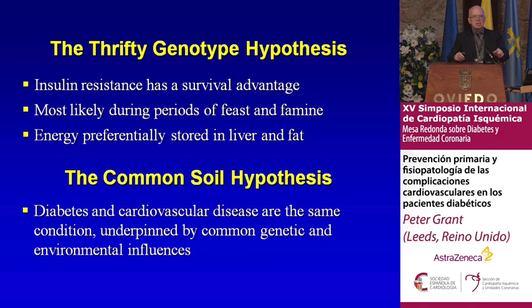A couple of hypotheses relate to the development of type 2 diabetes and cardiovascular disease. The thrifty genotype hypothesis was put forward in the 1960s by Neel, and he said that insulin resistance must have a survival advantage because it was so common, most likely related to periods of feast and famine historically. The common soil hypothesis says that diabetes and cardiovascular disease are the same condition. And what I hope to show you in the next 20 minutes or so is that insulin resistance, which physiologically should be short-lived in relation to obesity, becomes harmful when it's chronic and long-lived, leading to the development of diabetes and cardiovascular disease.